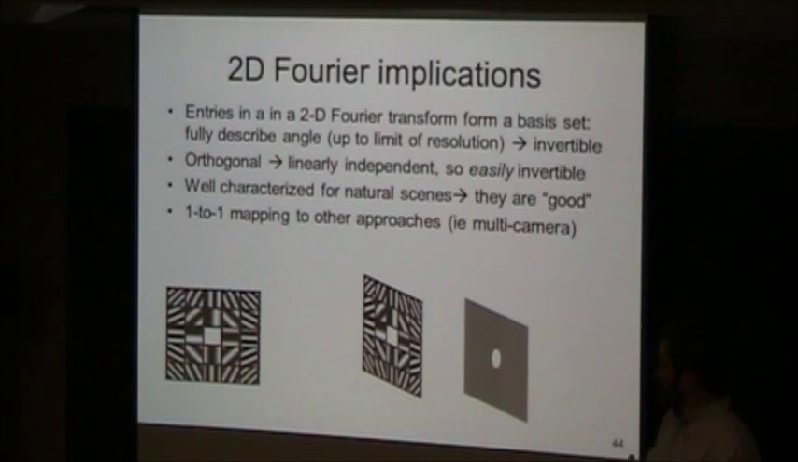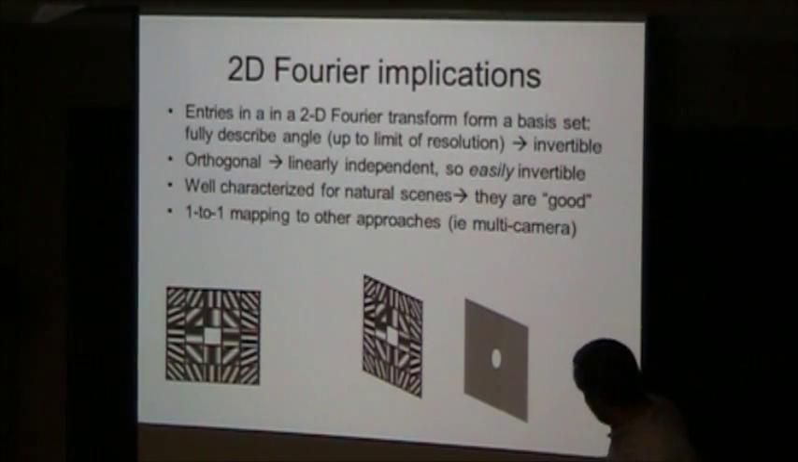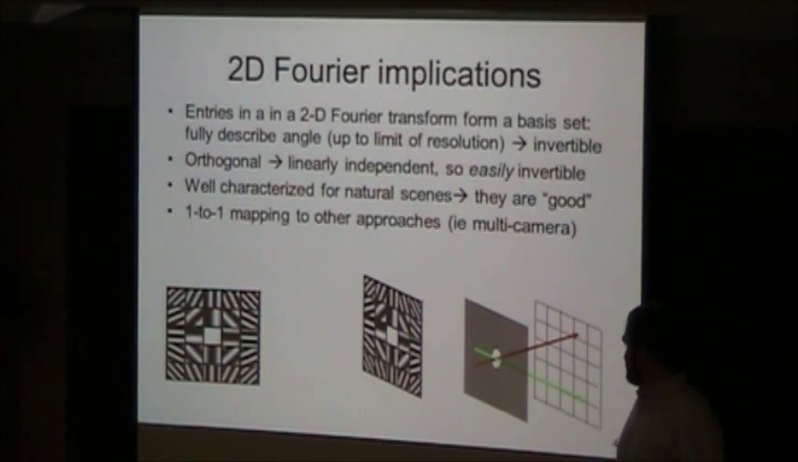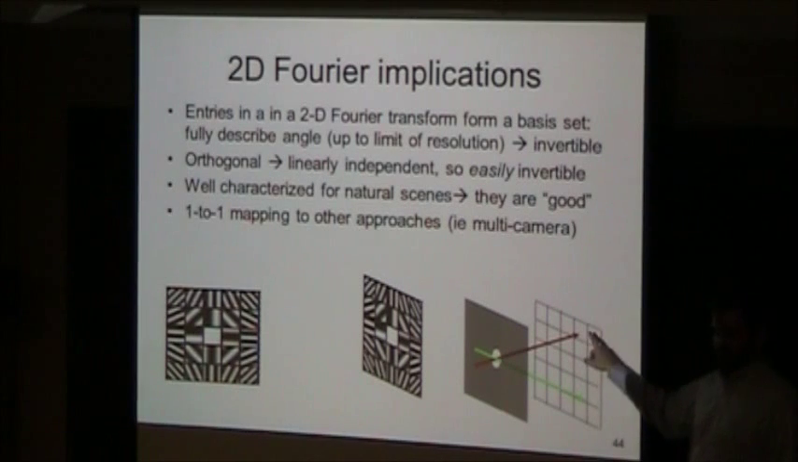And then finally, it gives us a nice mapping to other forms of light field imaging. So for example, to this classic array pinhole approach, we can think of that approach as basically taking light from different angles and mapping them to different subpixels.